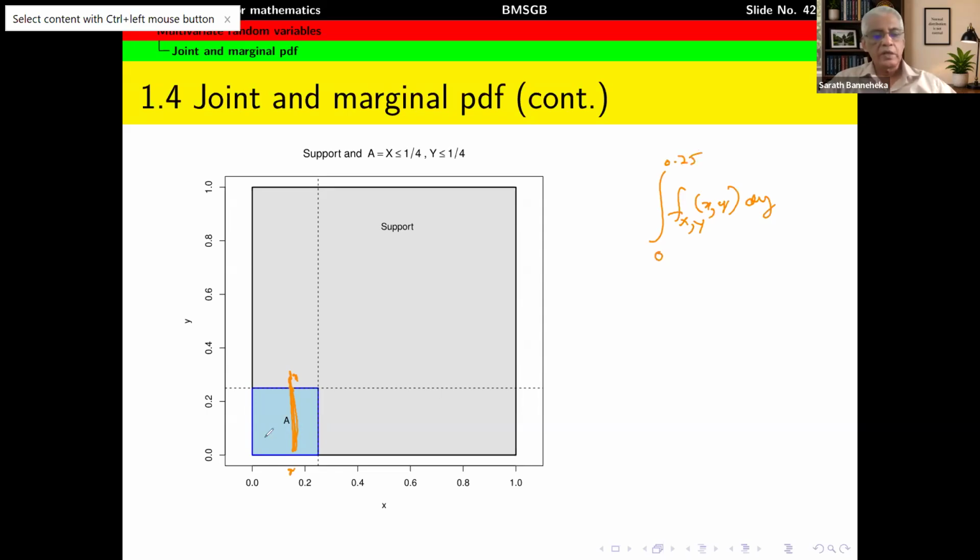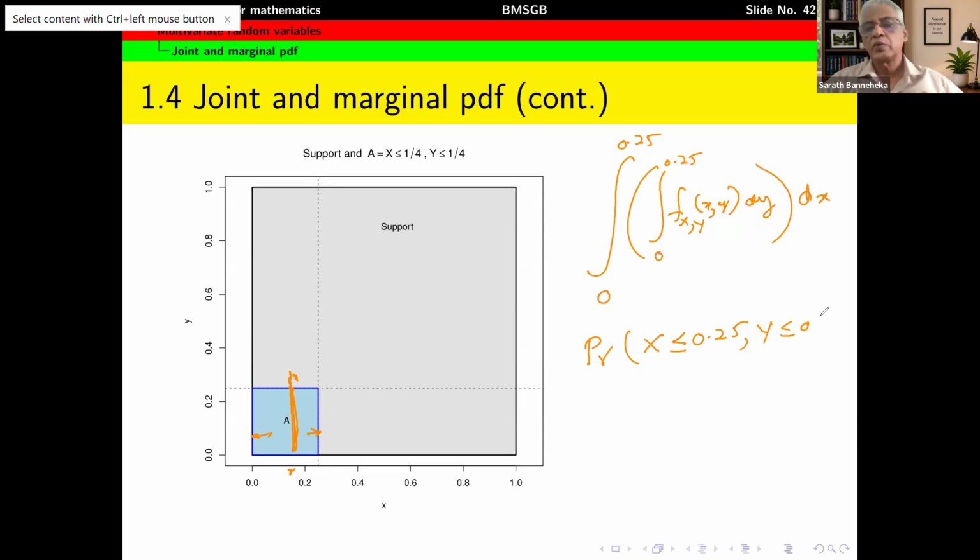0.25. And then, in order to cover the whole rectangle, you have to change x from 0 to 0.25, right? So here x equal to 0, here x equal to 0.25. So you first find this part and then integrate with respect to x. X goes from 0 to 0.25. So that is the probability that x is less than or equal to 0.25 and y is less than or equal to 0.25. So that is that probability.